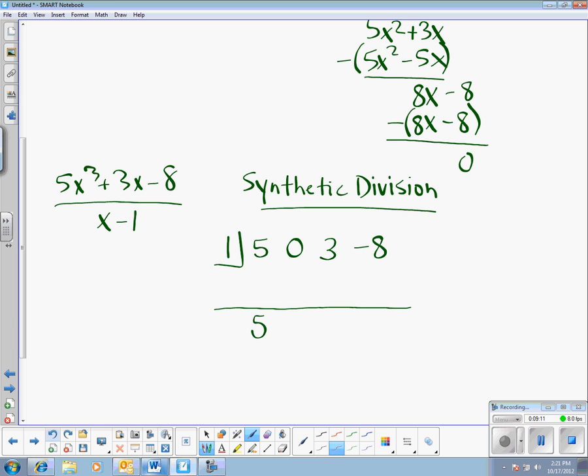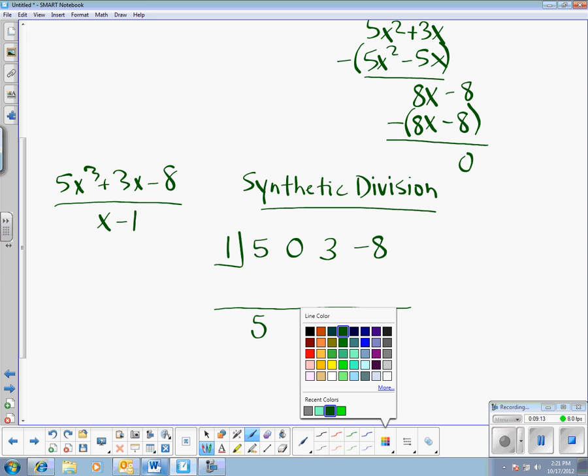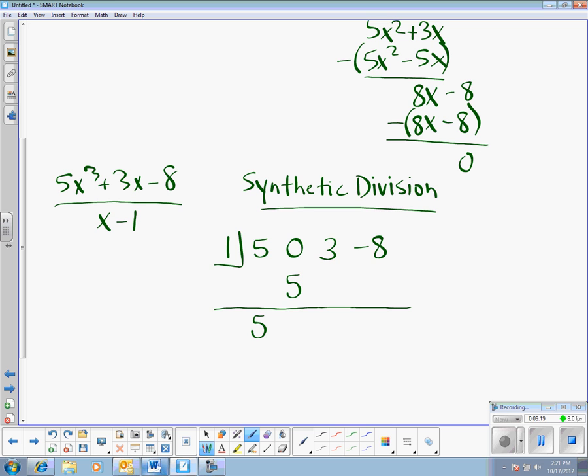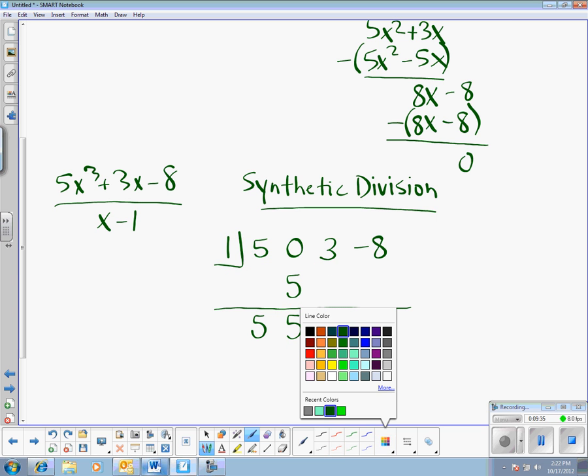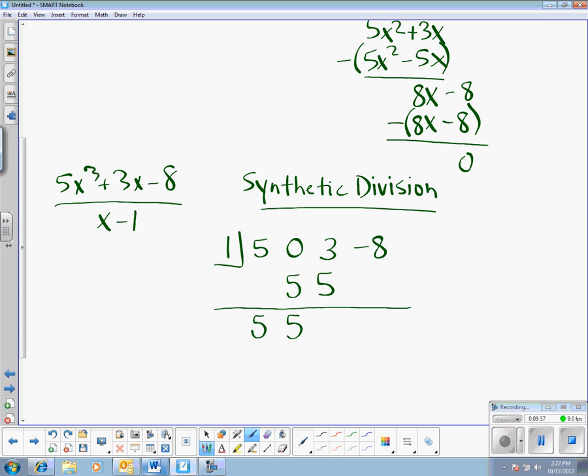Now you're going to start this repeating process where you multiply 5 by 1 and write the result here, and then add. 0 plus 5 is 5. Multiply 5 times 1, write the result here. 5 times 1 is 5. So I'll write a 5 right here. And add. 3 plus 5 is 8. Multiply. 8 times 1 is 8. Write it here. And add. Negative 8 plus 8 is 0.